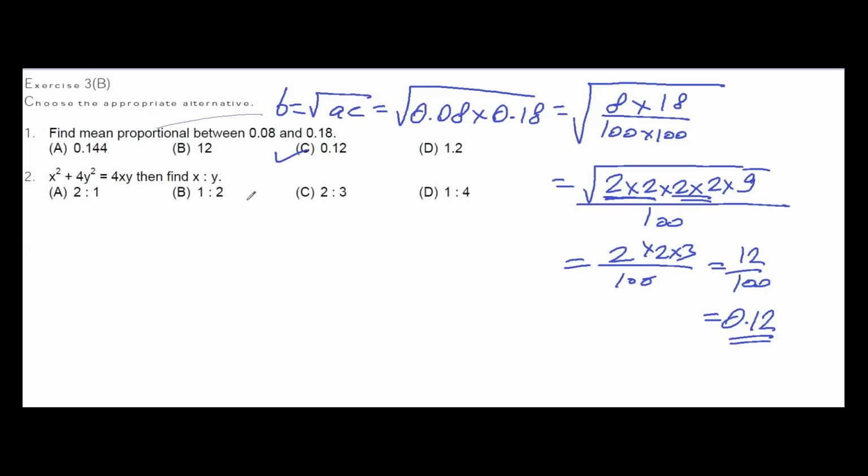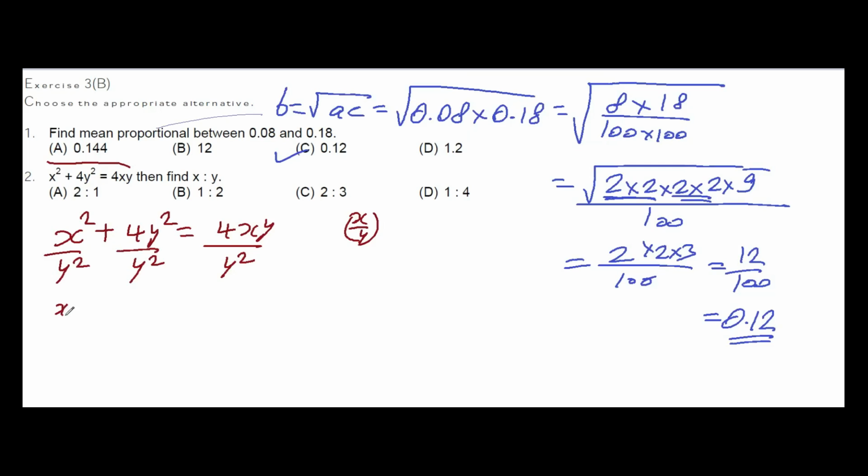Okay, fine. Next one. Question number 2. It says x square plus 4y square is equal to 4xy. Find x is to y. So again, similar type of sum we have solved in the solved example also. Here we need to find the value of x is to y, it means x divided by y. So here I will divide by y square throughout. Here I will get x by y the whole square. This y square will get cancelled, I will get only 4. This y will get cancelled, I will get 4 x by y.